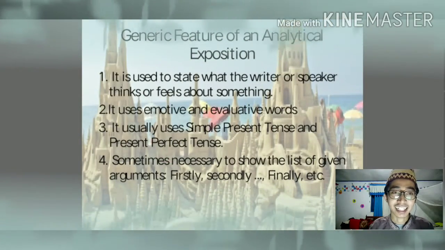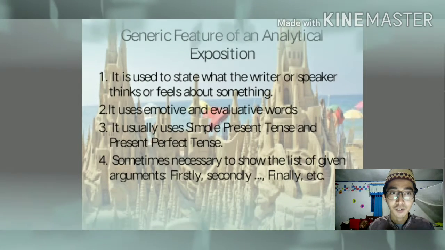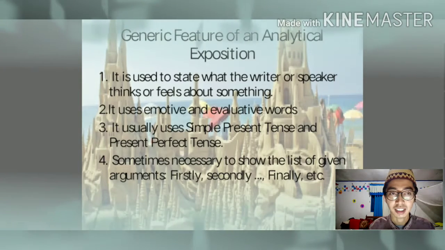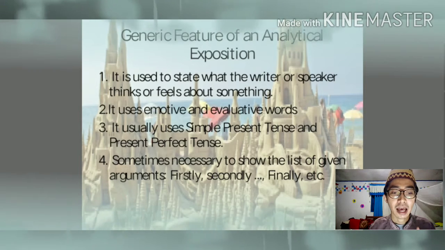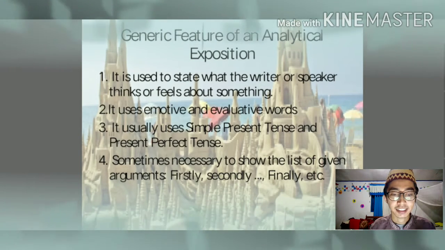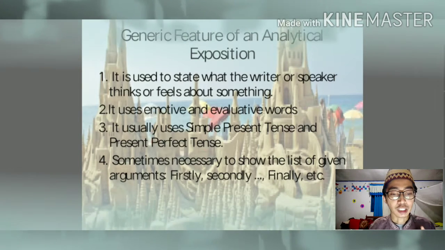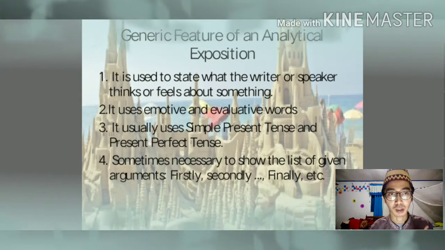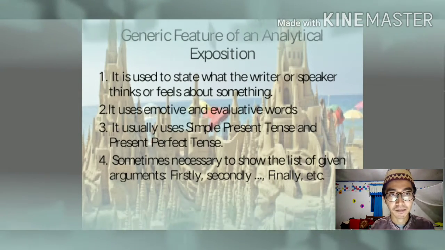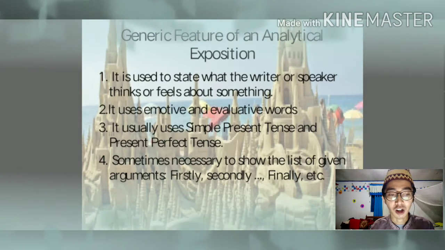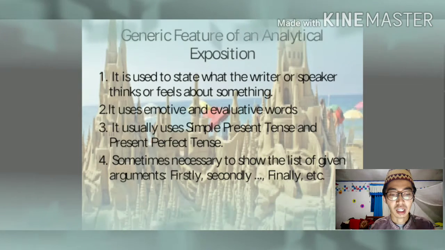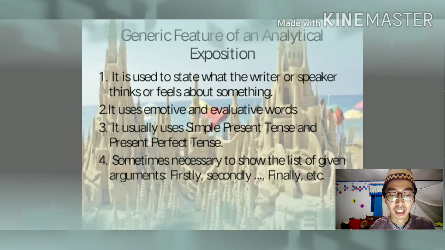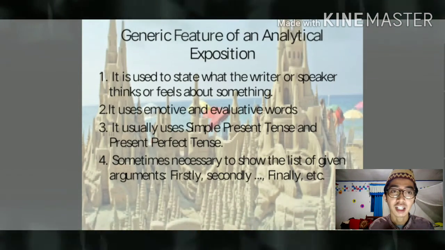Generic features of an analytical exposition itself: first, it is used to state what the writer or speaker thinks or feels, and second, it uses emotive and evaluative words, and third, it usually uses simple present tense, and not only simple present tense but also present perfect tense. And the last generic feature of analytical expositions is that sometimes it is necessary to show the list of given arguments, like firstly, secondly, finally, and etc.